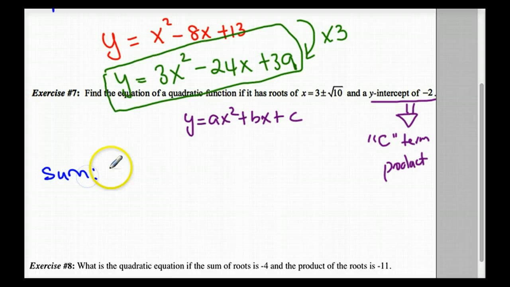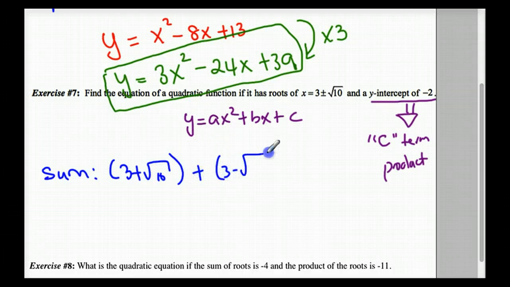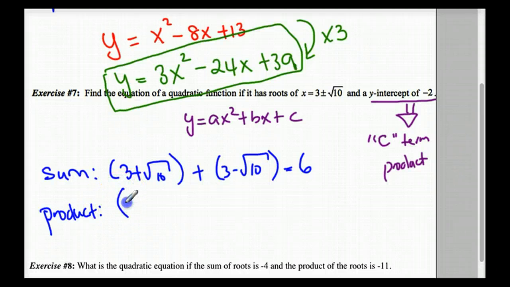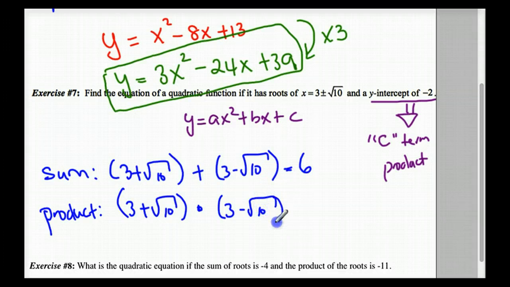So the sum is 3 plus radical 10 plus 3 minus square root of 10. What is this equal to? So this will give me a 6, and let's check our product. So I know that I have to get a product of -2, which is my c term. So when I do the product, I do 3 plus square root of 10 times 3 minus square root of 10. You plug that in your calculator, you will get -1.